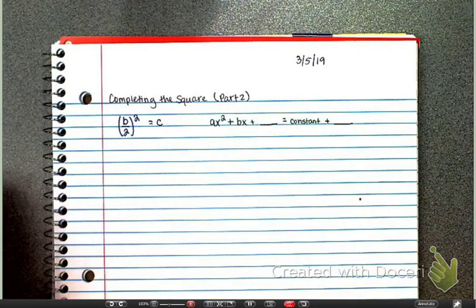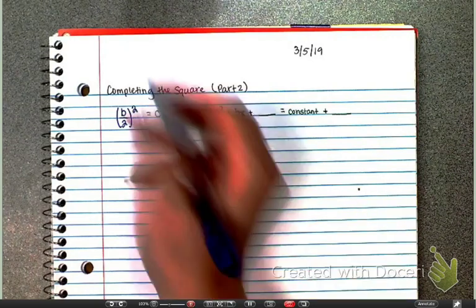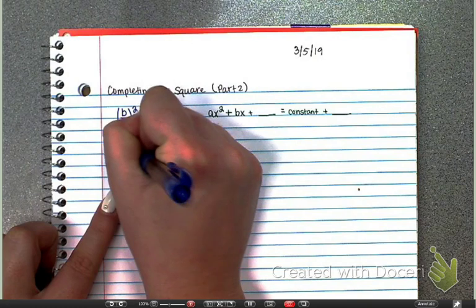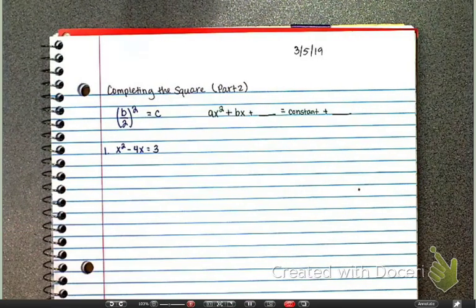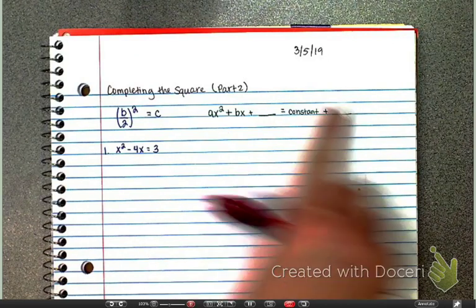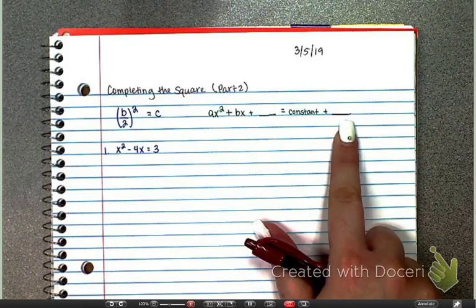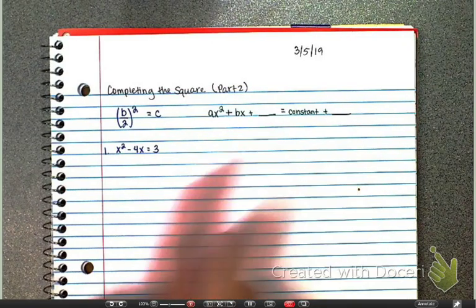Okay? So we're going to kind of jump in because I think it makes more sense when you just see an actual problem. So we're going to look at x squared minus 4x equals 3. So x squared minus 4x equals 3. Now, I need it to be in this form here. So what am I missing from this equation that this equation has? Technically, those blanks, right? I need to fill in the C term on this side.